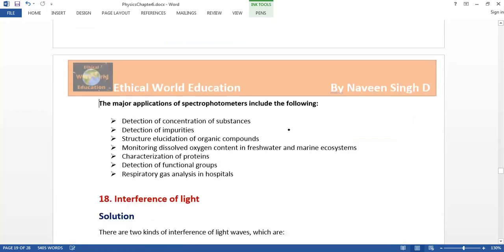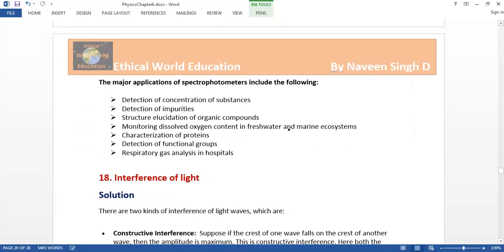So let us discuss the applications of the spectrophotometer. The first application is detection of the concentration of substances. The second is detection of impurities. The third is elucidation of organic compounds, and the fourth is monitoring the dissolved oxygen content in freshwater and marine ecosystems. Others include characterization of protein, detection of functional groups, and respiratory gas analysis in hospitals. These are some of the applications of the spectrophotometer.